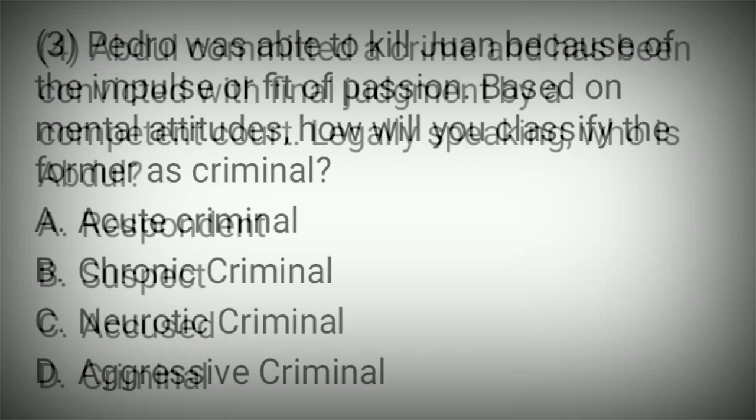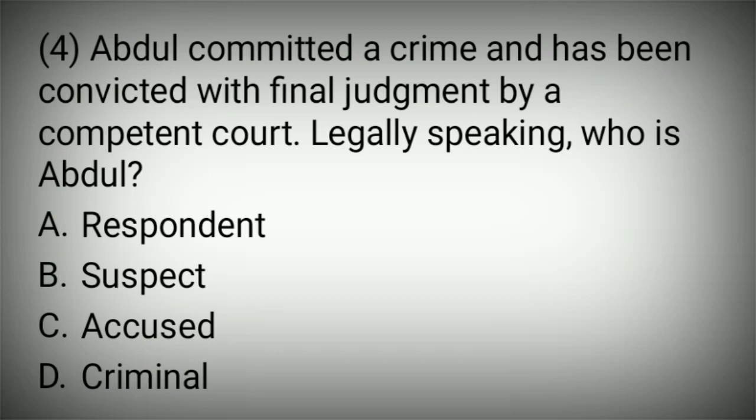Number 4. Abdul committed a crime and has been convicted with final judgment by competent court. Legally speaking, who is Abdul? A, respondent. B, suspect. C, accused. Or letter D, criminal.